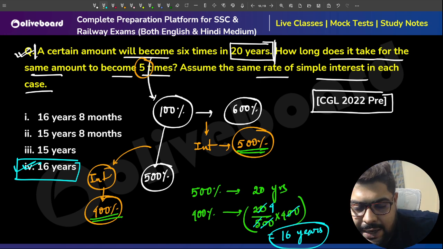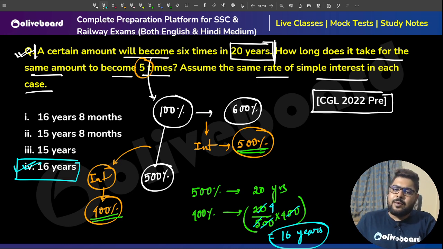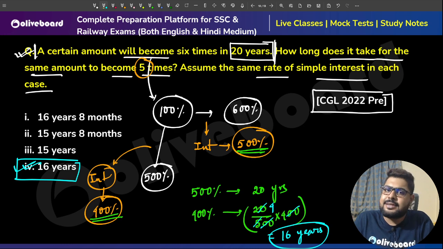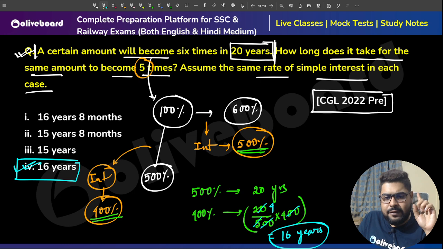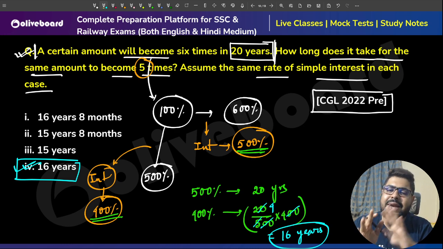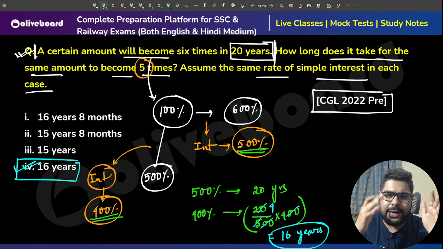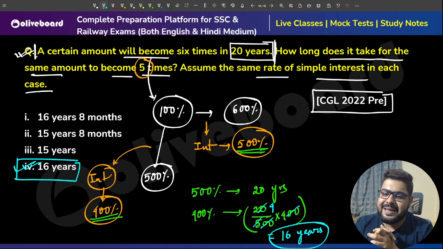Again, please understand, if you start using formulas here, the same question will take you twice, thrice the time. So please understand this approach. Even if it feels a little awkward in the beginning, I'm saying this once again, please understand this approach. Please try to incorporate this particular approach in your examination, in your practice, in your understanding. Clear, everybody? Absolutely clear, I'm hoping.